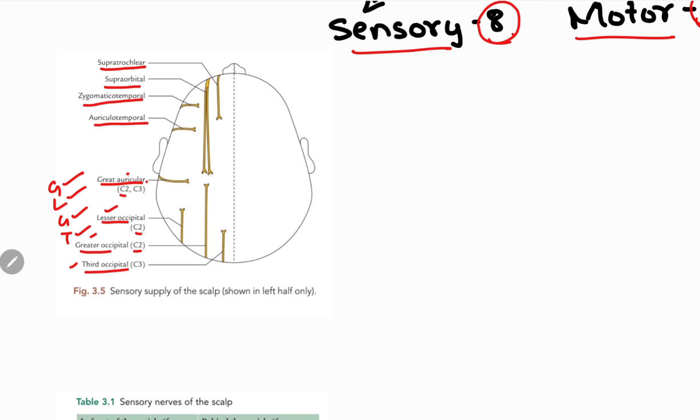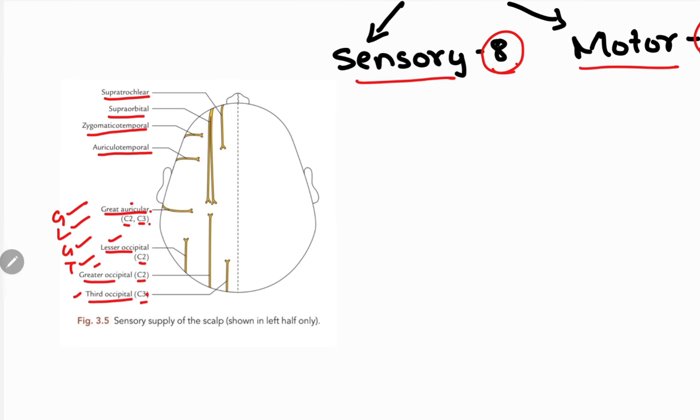C2, C2, C2, C3, C3. First and last are C3, and these are C2, C2, C2, and the third, first 3.